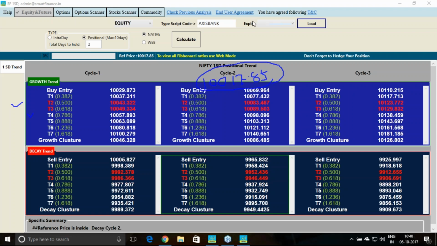Practice of hedging is very, very important whether you accept it or not. Majority of the traders lose money because they never follow hedging. So this is for now. We are going to see the weekly trend analysis.